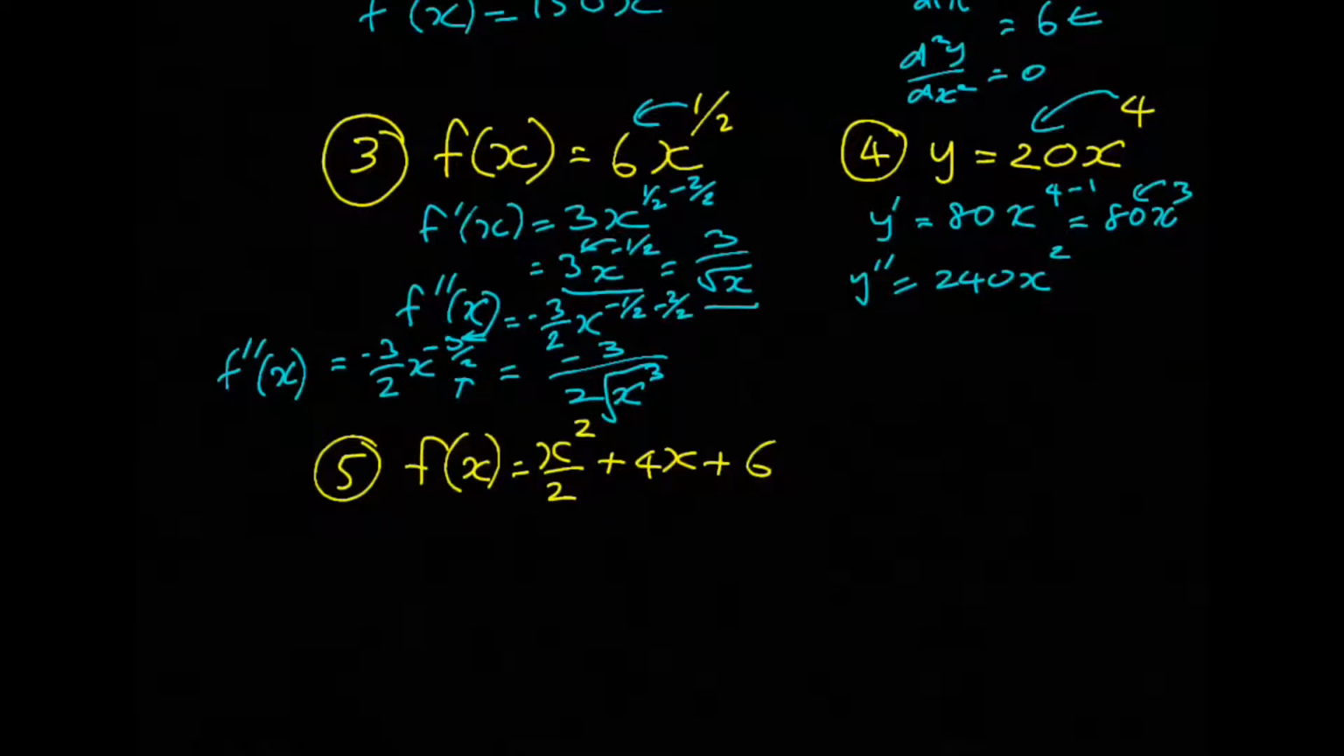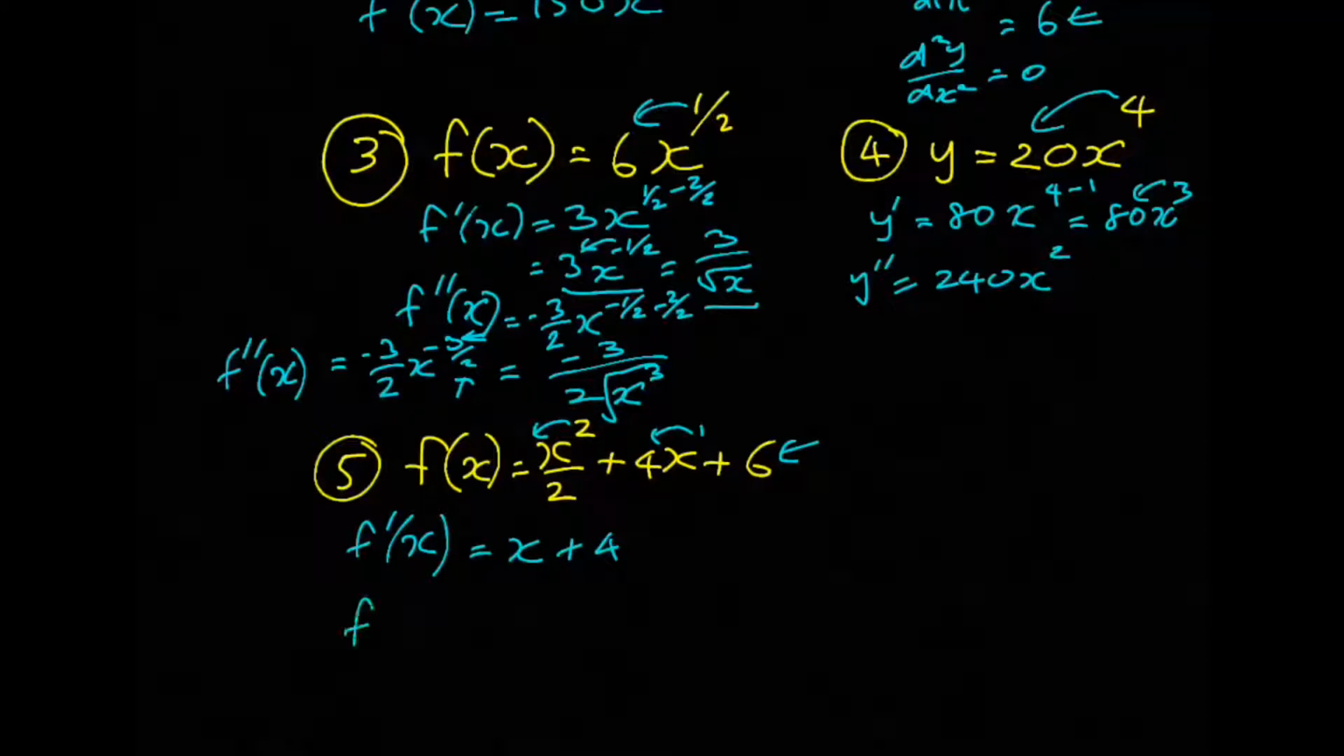Finally, part 5, f dash of x equals, that comes down to multiply, 2 divided by 2 is 1, so it's just simply x to the 2 minus 1, which is 1, so we just leave it as x, plus, this is like having a 1, so it's 4 ones when that comes down, so it's 4, x to the 0, which is just 1, so it's 4 times 1 is 4. And because this is a constant, it's 0, so that's the answer for the first derivative.